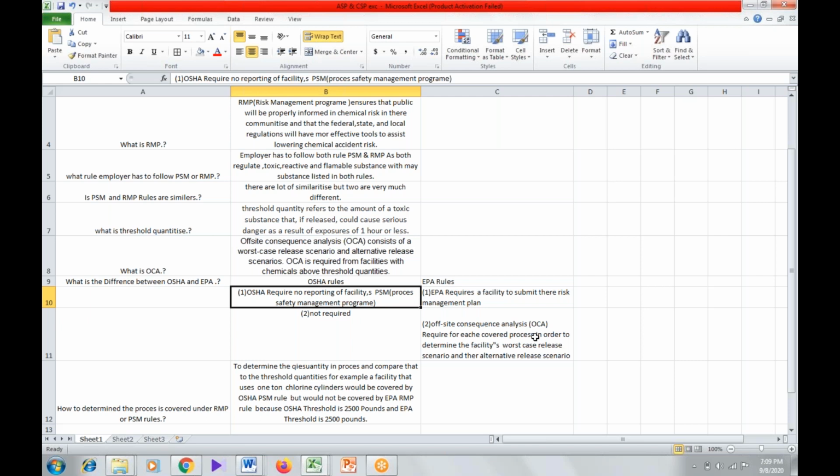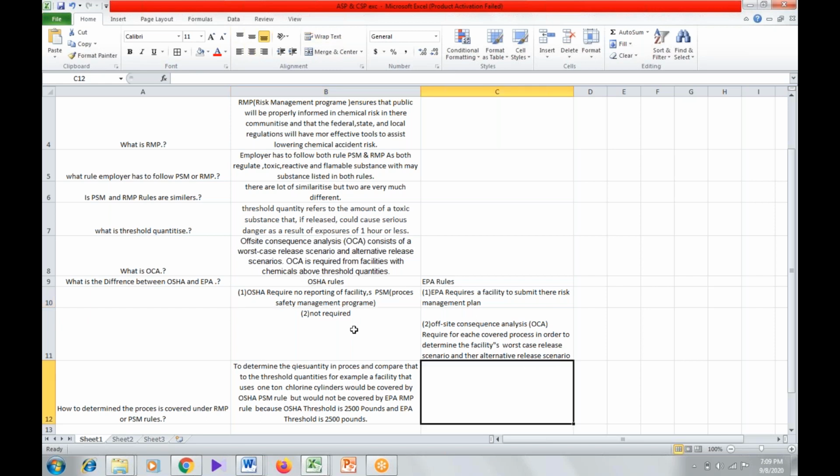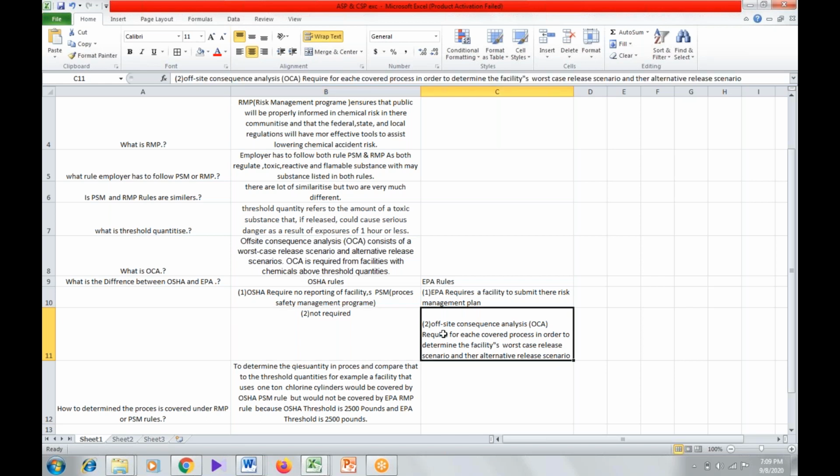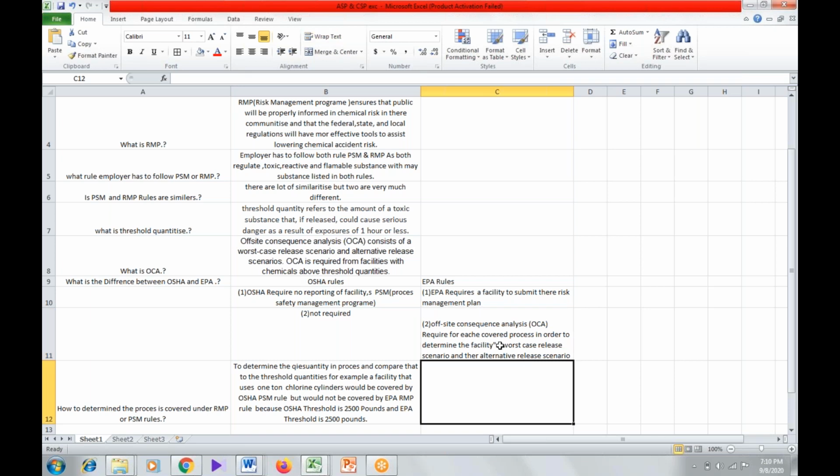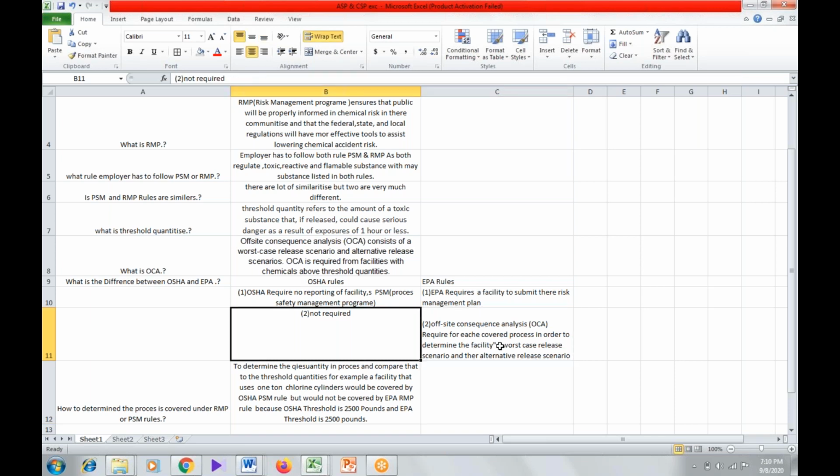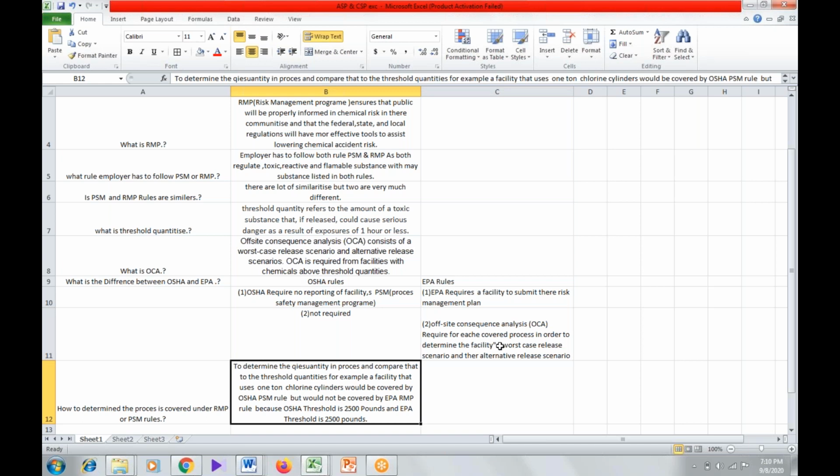The second difference is that under EPA rules, off-site consequence analysis (OCA) is required for each covered process in order to determine the facility's worst case release scenario and alternative release scenario. OSHA doesn't require any OCA; this is only for EPA, so each organization has to submit its report mentioning the worst release scenario and the alternative release scenario. So I believe everybody is clear now, right? Or does anyone have a question?